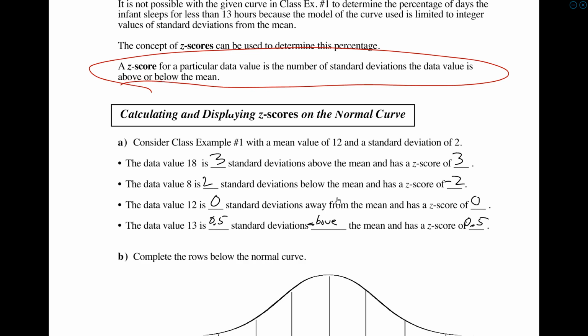So, if we're talking about this now in terms of Z-scores, let's label this in relation to Z-scores for each one. So what's the Z-score of 12?